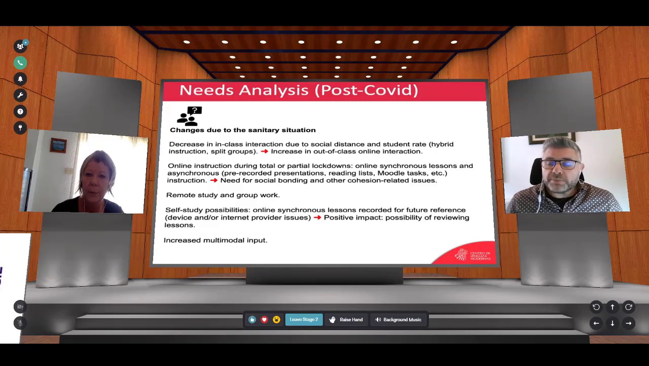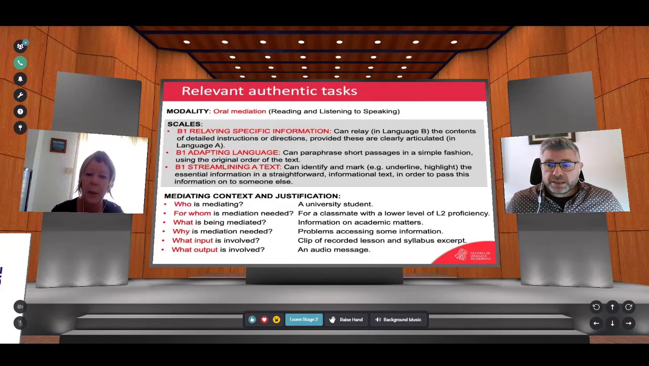which has been many times recorded for students to be able to watch the lessons later on, and also an increase in multimodal input. So bearing all these in mind, we came up with a new oral mediation task, reading and listening to speaking. We focused on 3 scales, the B1 relaying specific information, and then 2 strategies scales, adapting language and streamlining a text.